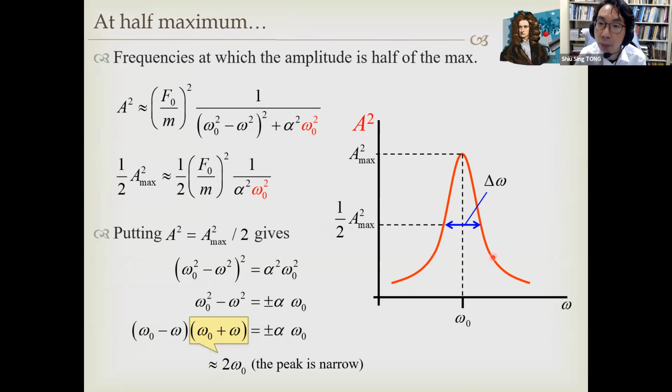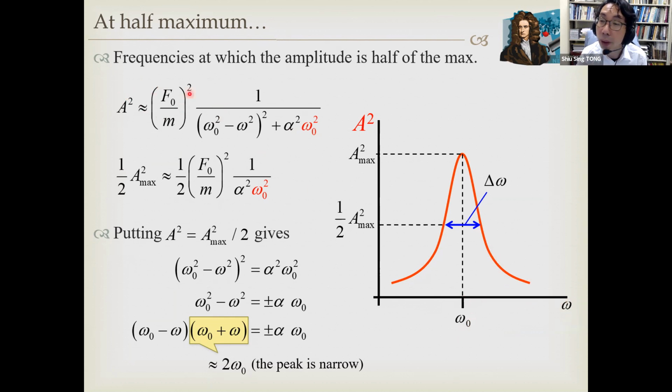And we are also interested in the width of the curve. Now this is a graph of A squared versus omega. We know the height now. The height is A maximum square, which is this. But we also want to know how wide the curve is, that is, when omega is different from omega naught, how fast the amplitude will decrease. That characterizes the width of the curve: how fast the amplitude decreases when omega is getting far away from the resonance.